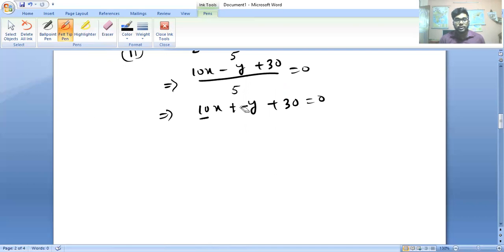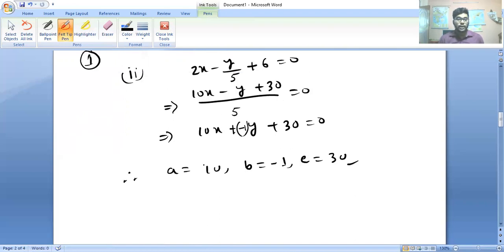So just a minute. Why have I written plus or minus 1? Because the equation should be in the form ax plus by, right? So as you know, plus times minus becomes minus 1. Therefore, here a becomes 10, b becomes minus 1, and c becomes 30. Clear? Fine. Let us move on.